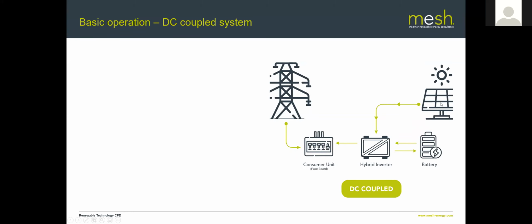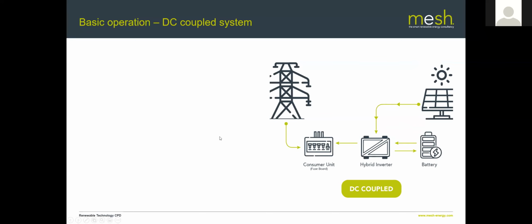If the battery is empty and there's no PV and it's cheap rate, electricity can come from the grid through the fuse board into the hybrid inverter, be converted into DC, and then go and be stored in the battery for use at a later date when electricity from the grid is more expensive.